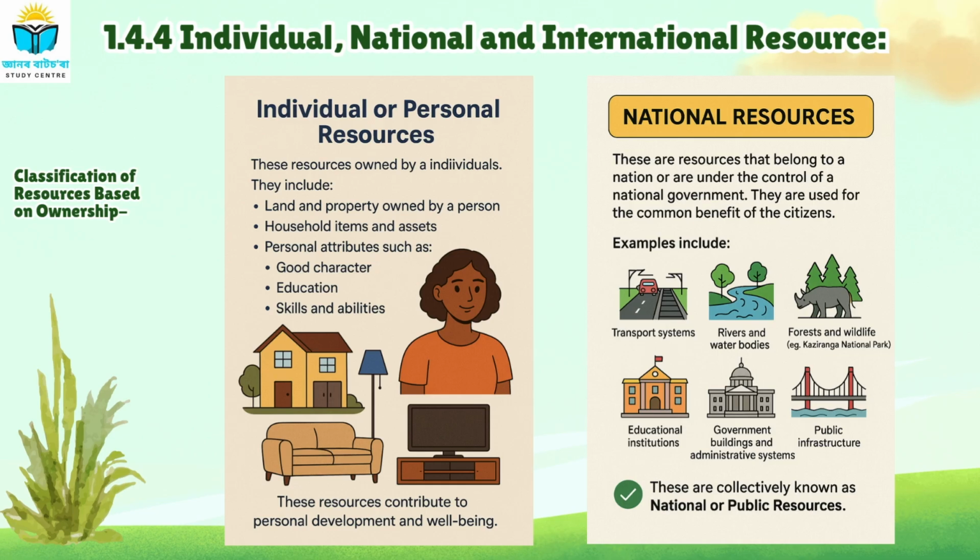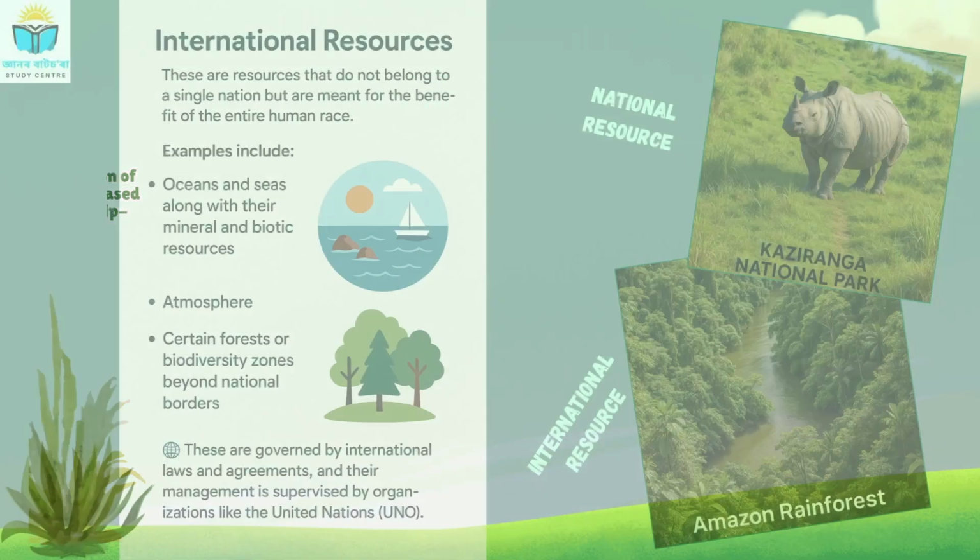On the other hand, we have national resources. These belong to a nation and are managed by government. They benefit all citizens, and examples include transport systems, rivers, forests, wildlife, educational institutions, public infrastructure like bridges and government buildings. All these are collectively known as national or public resources.